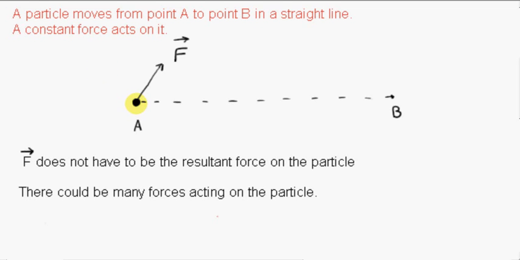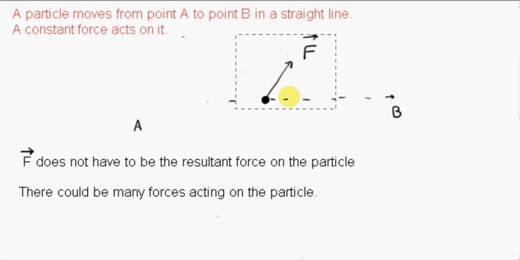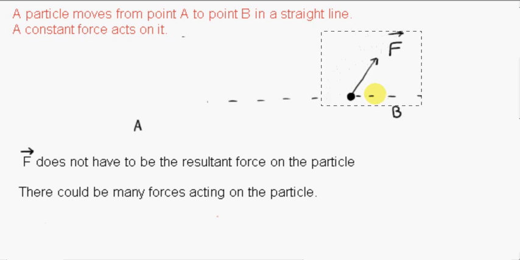Suppose that a particle moves from point A to point B in a straight line. A constant force F acts on the particle. So what is meant by a constant force? Well, what is meant by a constant vector? It's a vector that never changes direction or magnitude. So, as the particle moves in a straight line from A to B, we can see this force F acting on it never changes.